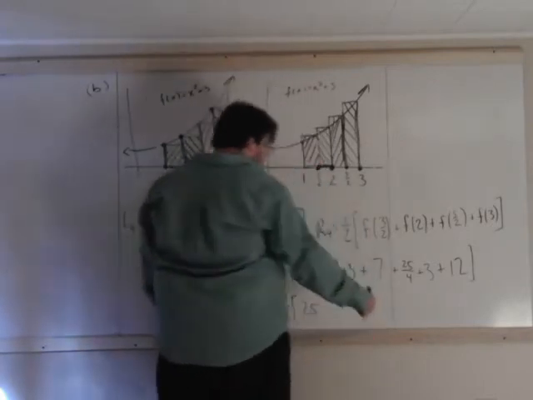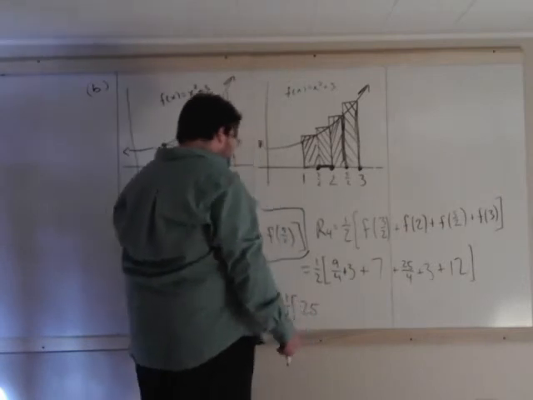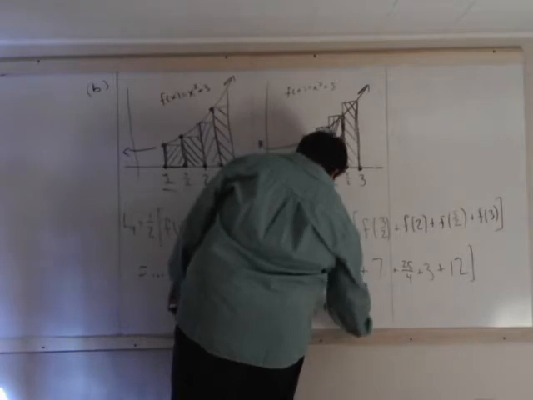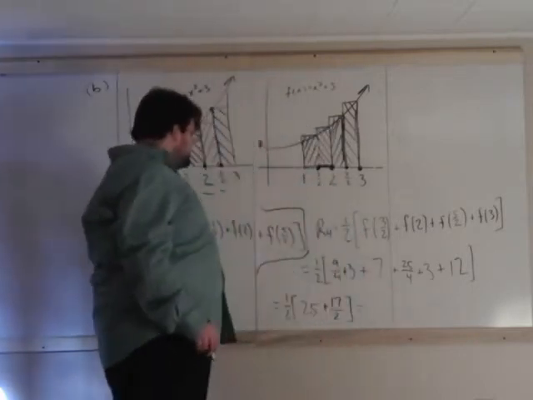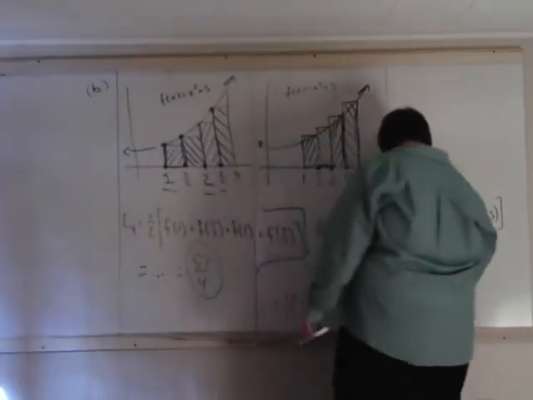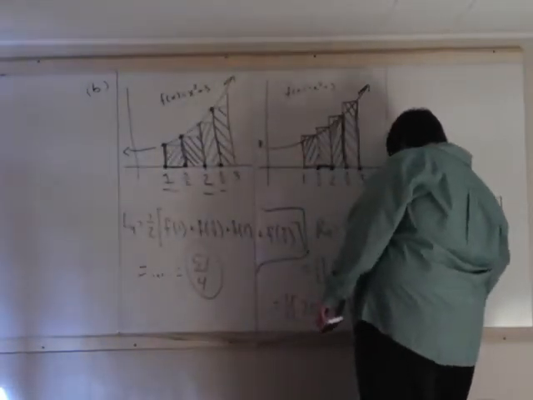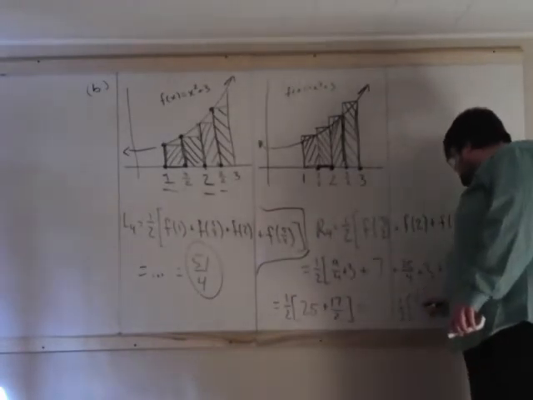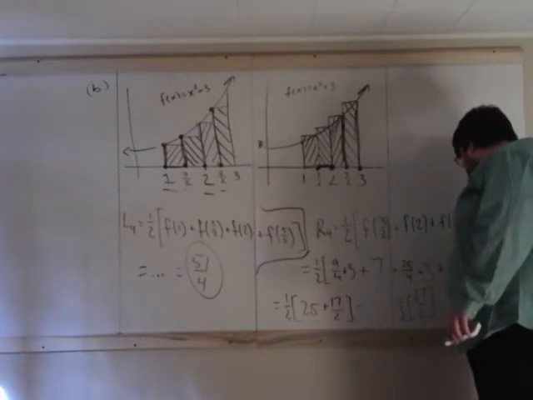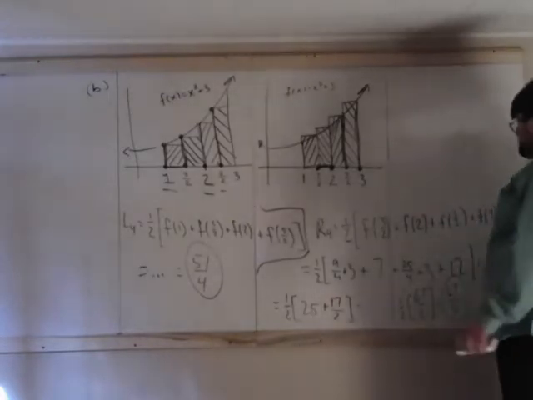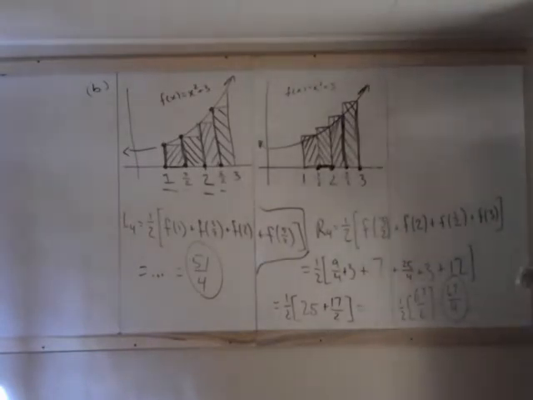9/4 and 25/4 again make what? 34/4, which is 17 halves. Then we add these together. 25 is 50 halves. 50 halves plus 17 halves gives you 67 halves. And then that times another half is 67/4. So the right endpoint approximation gives us 67/4. The left approximation gives us 51/4.